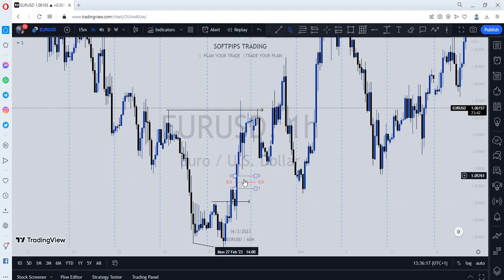Rules of fair value gap: you can take from the tip, you can take from 50% of it. Most times when I'm taking from the tip, I share my risk into two. So once I share my risk into two, I take one from the tip, just to avoid the market moving without you. So you take one from here and take the second one from here. Your SL will be at the bottom. That's if you're using fair value gap entry.